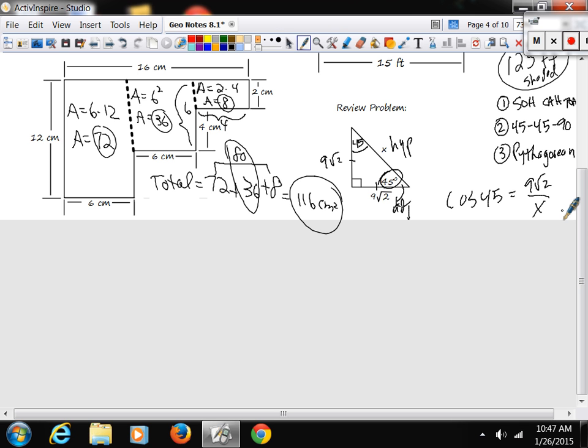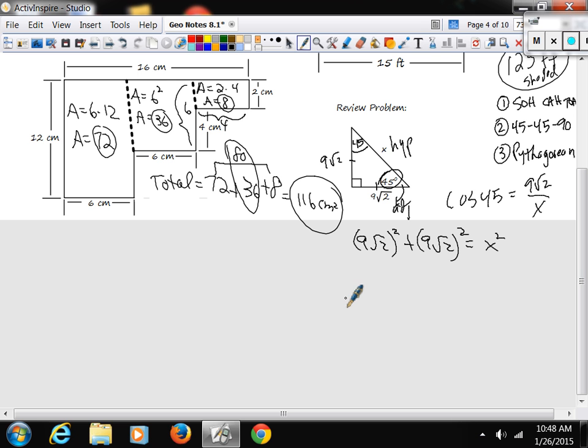If you're a Pythagorean theorem person, then you got to do 9 radical 2 squared plus 9 radical 2 squared equals x squared. You just got to be careful with 9 radical 2 squared. Think about what 9 radical 2 times 9 radical 2 actually is. It's not 18. 9 radical 2 times another 9 radical 2. Not 18 radical 2.